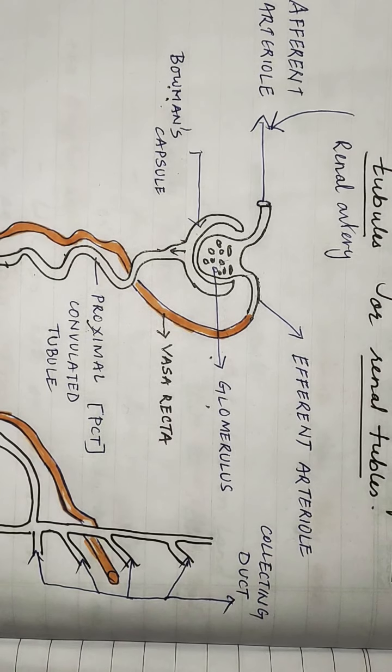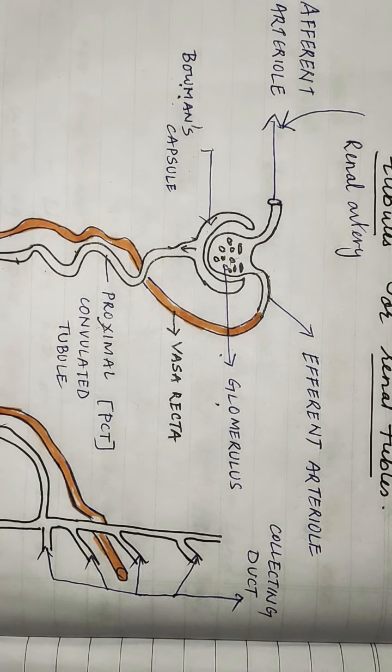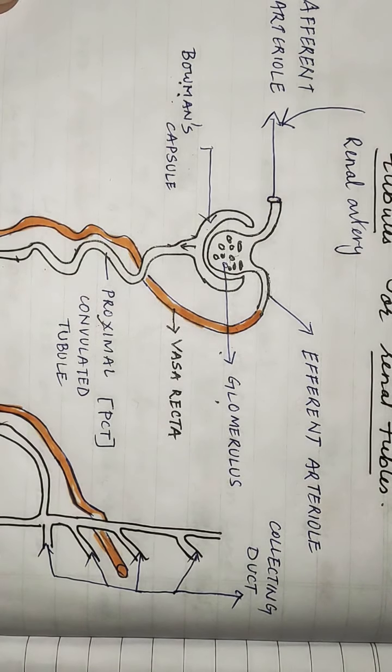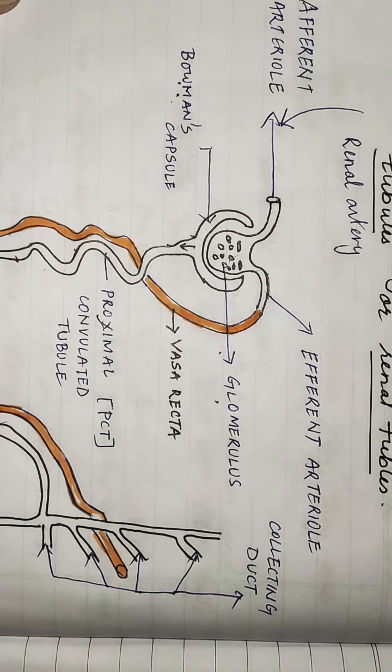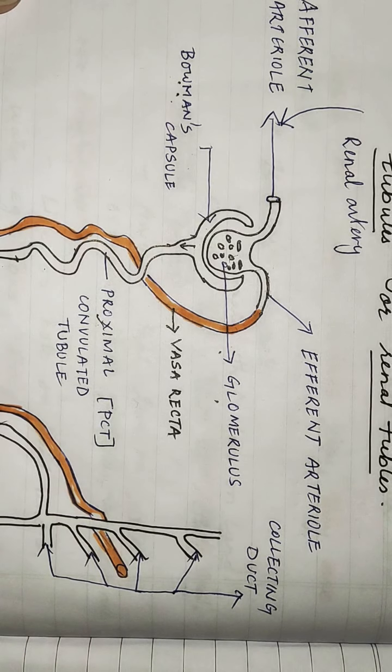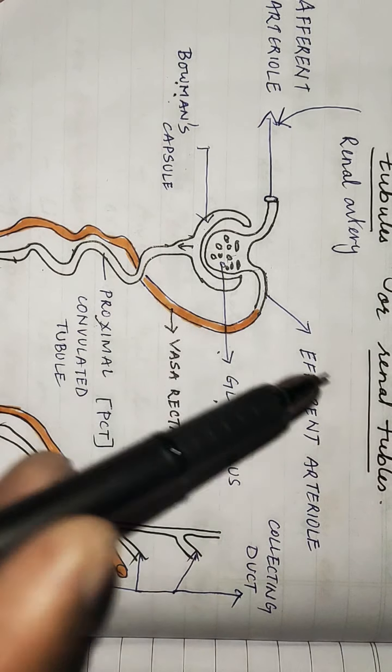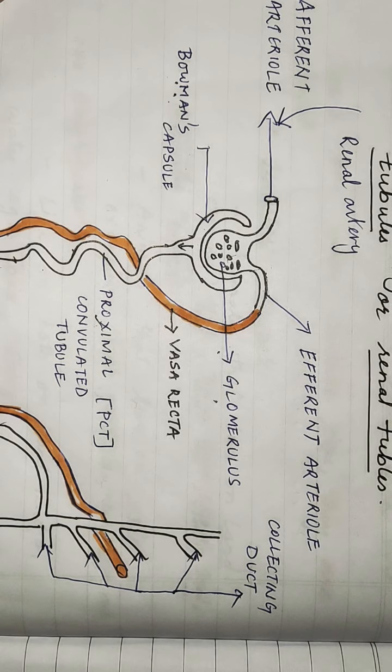So each nephron, this whole nephron, there are millions and millions of nephrons in the kidney, but we are taking one nephron as an example. So what is the main function of this nephron? The main function of the nephron is to help in the formation of urine.